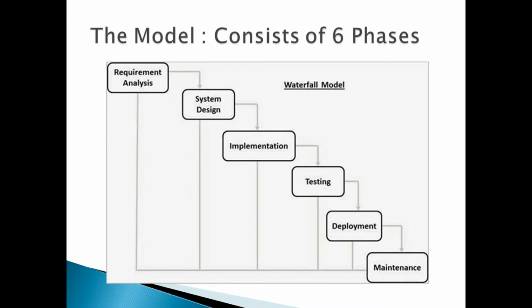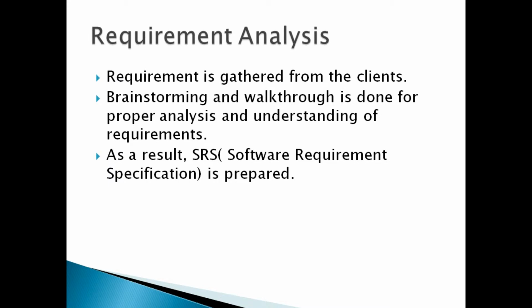Waterfall model consists of 6 phases. First one is requirement analysis. In this phase, the requirements are gathered from the clients and all the brainstorming and walkthrough is done for proper analysis and understanding of requirements. And as a result, a document, SRS, software requirement specification of all the requirements gathered is prepared.